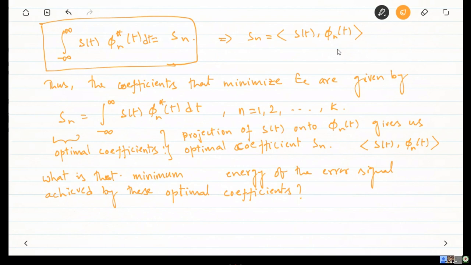So just keep that in the back of your mind, that the optimal coefficients are obtained by taking the inner product of s of t with the orthonormal functions. So if you want to find the coefficient S10, you have to take the inner product of s of t with phi 10 of t, the 10th orthonormal function. Okay. So now with that let's get back to this question. What is the minimum energy of the error signal that is achieved by the optimal functions?